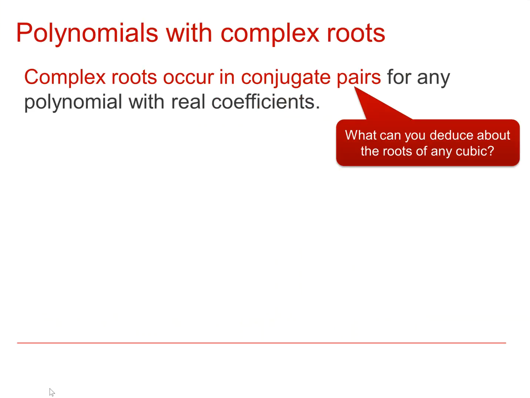You already know that complex roots always come in pairs. Pause the video for a moment while you think about what that means about the roots of a cubic equation. OK, if a cubic equation must have three roots, and complex roots come in pairs, there's an odd root, which must therefore be real.